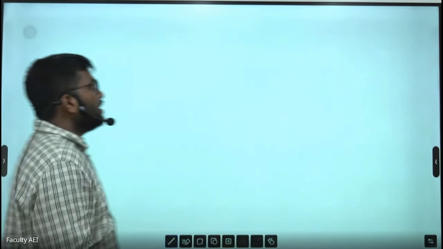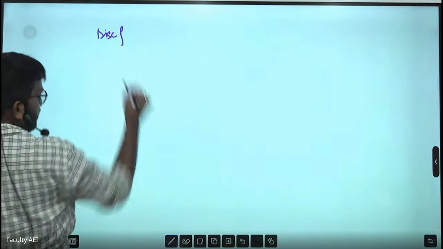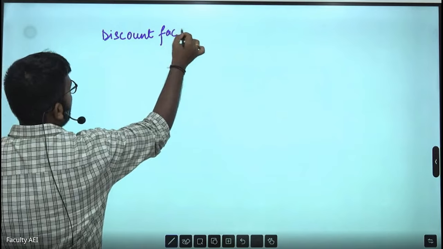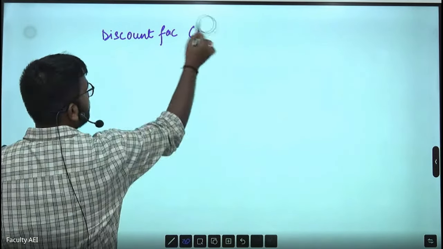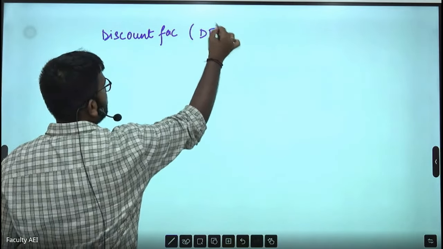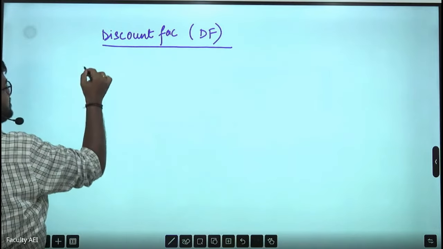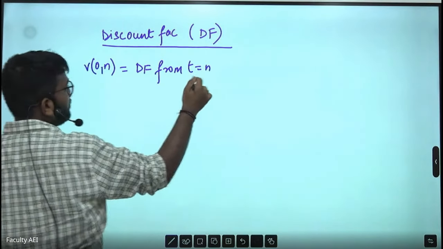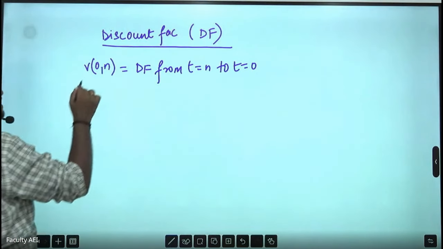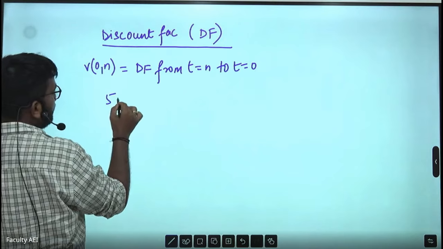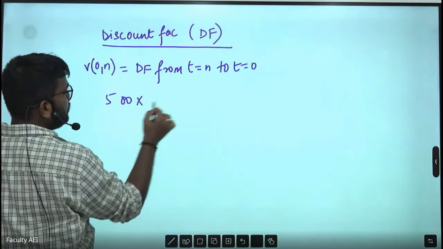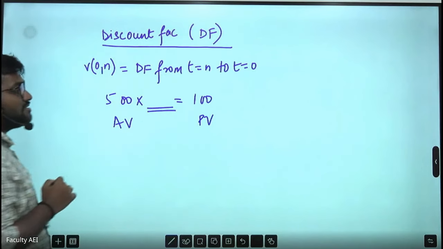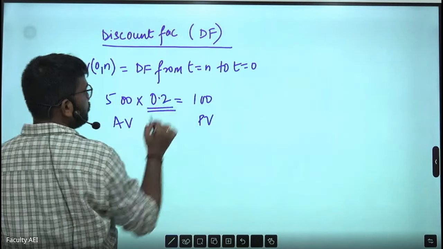So next is discounting factor. Discounting factor is DF. And the notation is V0 to N. So discount factor from time N to time 0, but we write this as V0 to N. So for example, 500 is the accumulated value and the present value is 100. So this is the accumulated value, this is the present value. So by what factor should we multiply this? 1 by 5, which is 0.2. So this is the discounting factor.